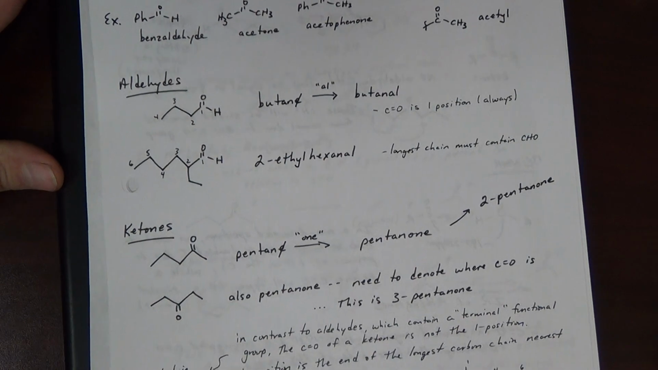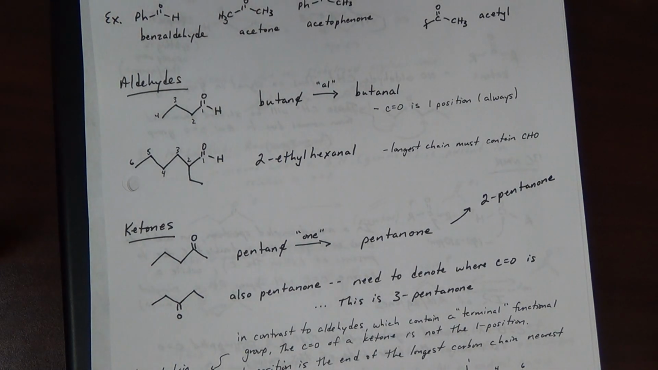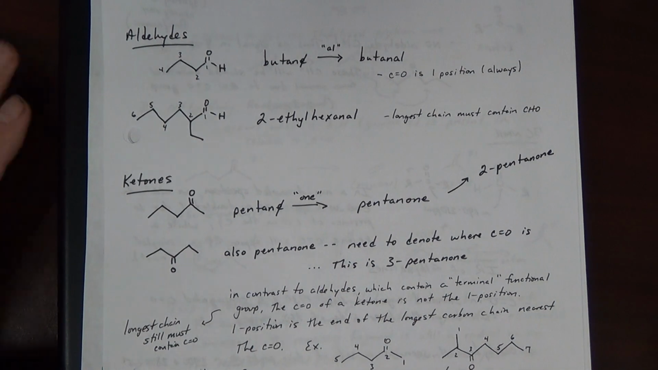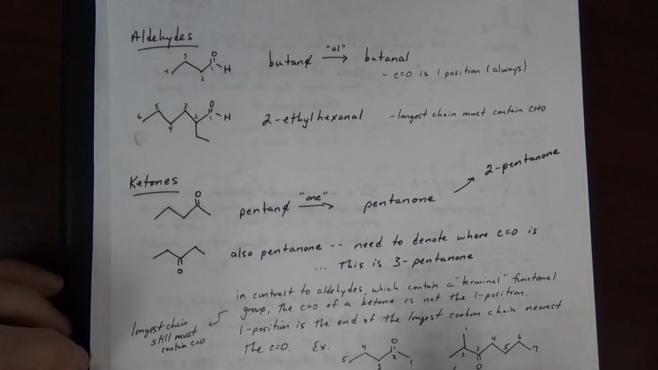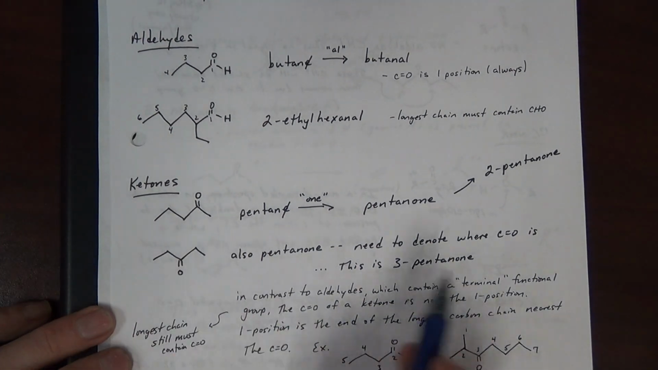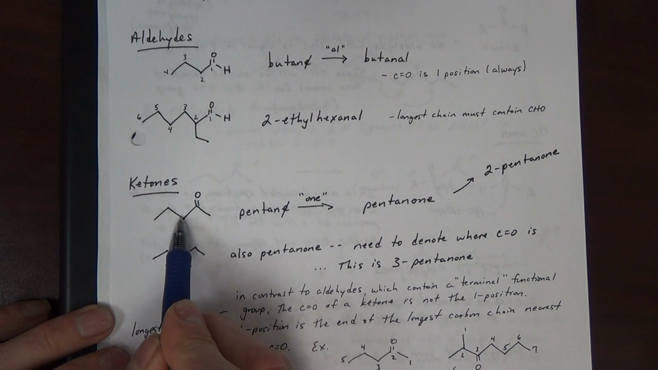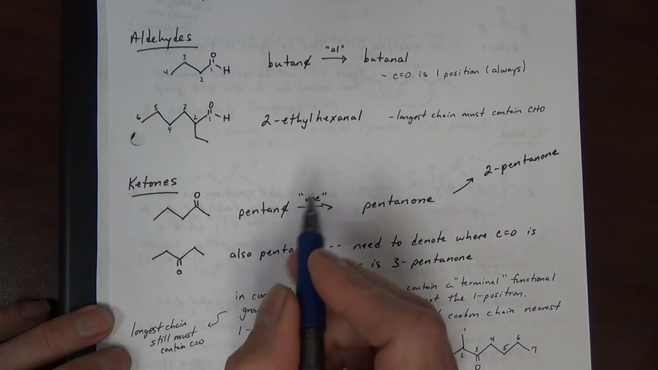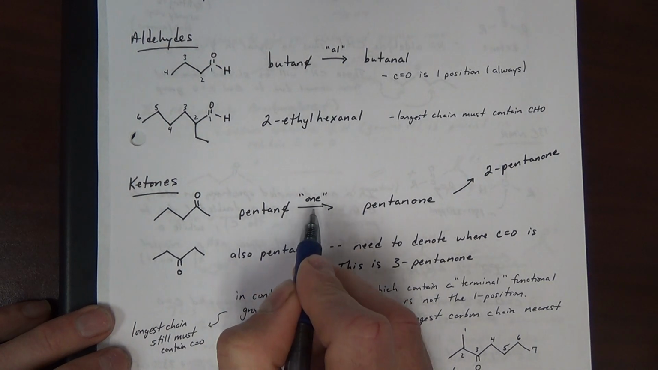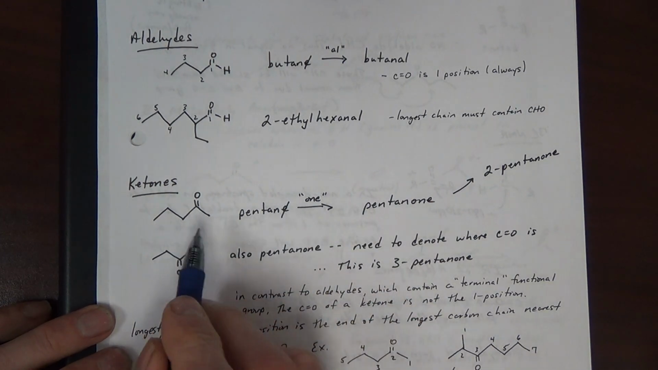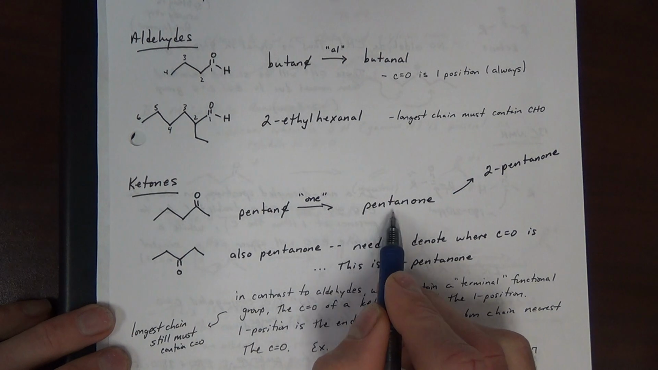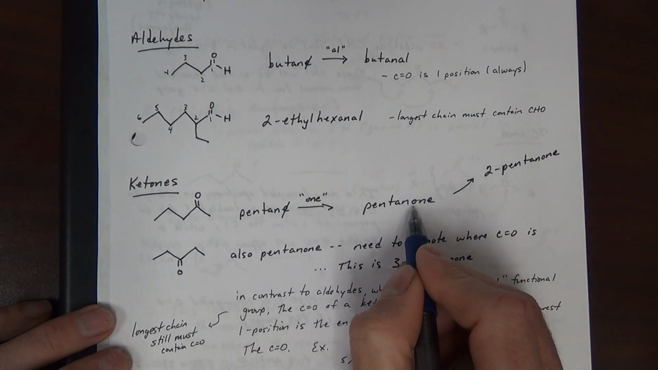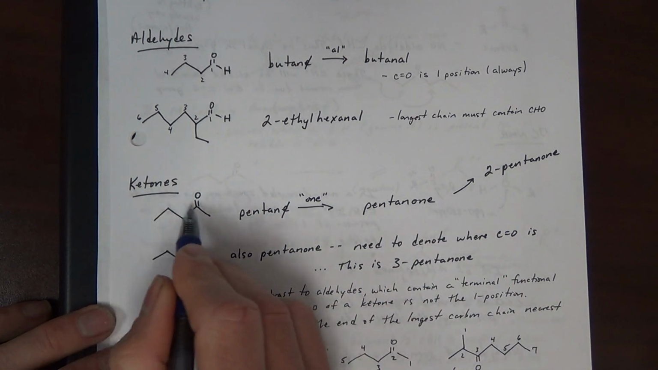Okay, ketones. Longest continuous chain, 1, 2, 3, 4, 5. But instead of pentane, we're going to replace the E with ONE. And this becomes pentanone. The ONE indicating we have a ketone here.